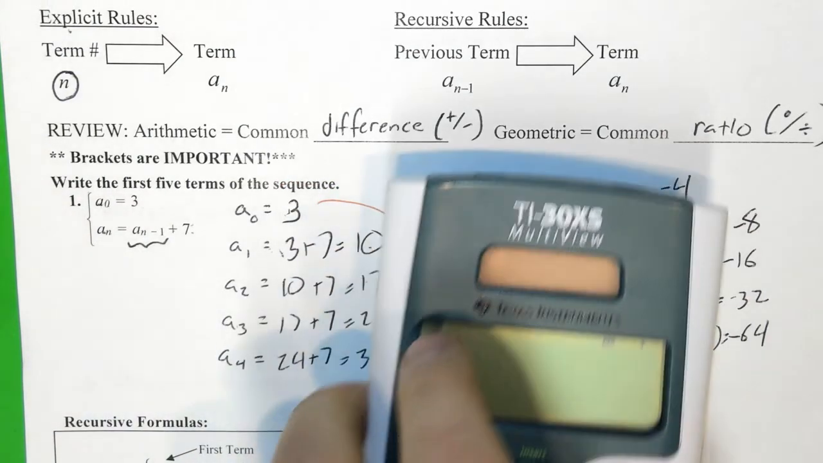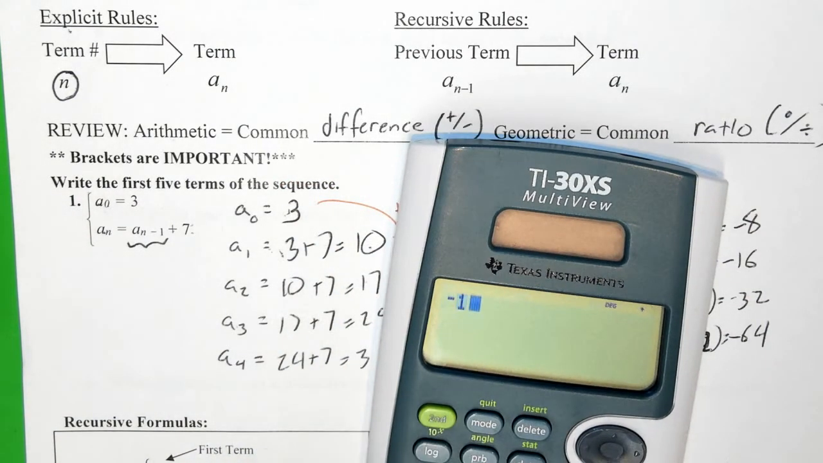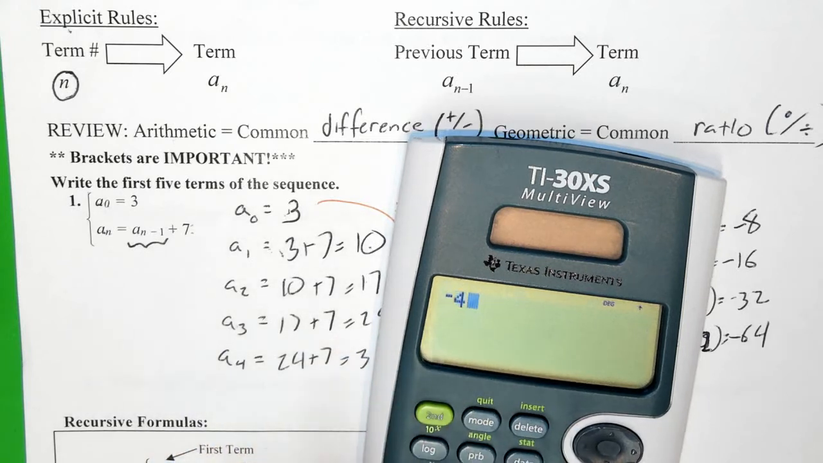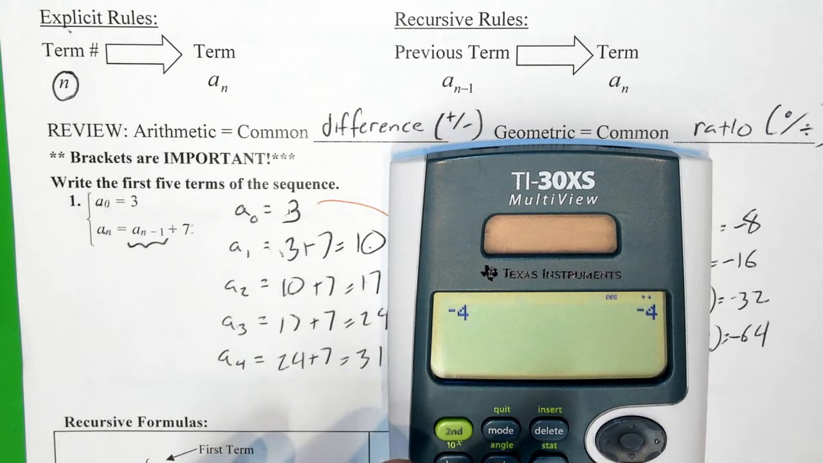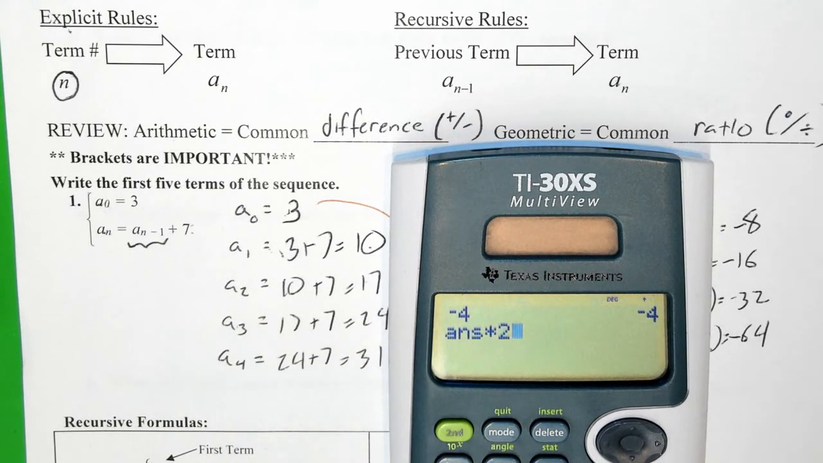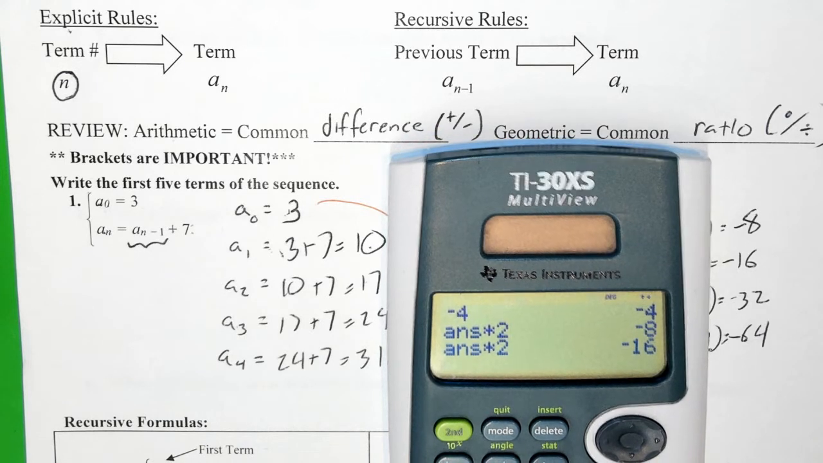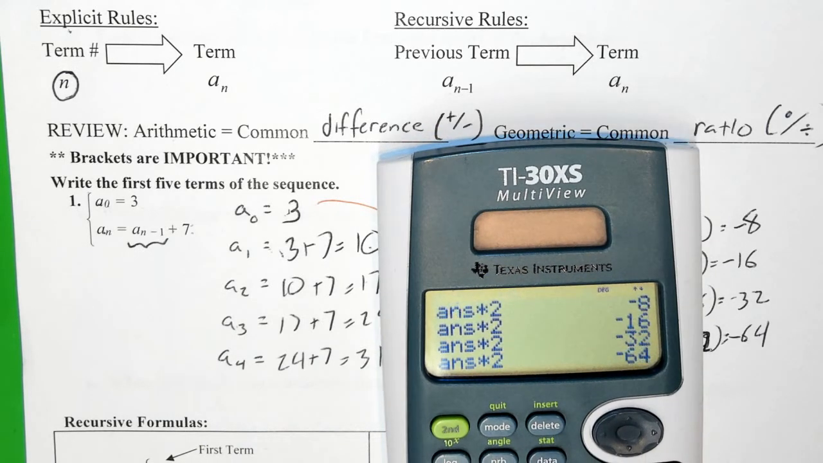Once again, if you're using your calculator, you can do this very quickly. There is your -4 right there. And then if you just hit ×2, it'll start spitting out the numbers that you need because the calculator thinks in a recursive way. So that's great.